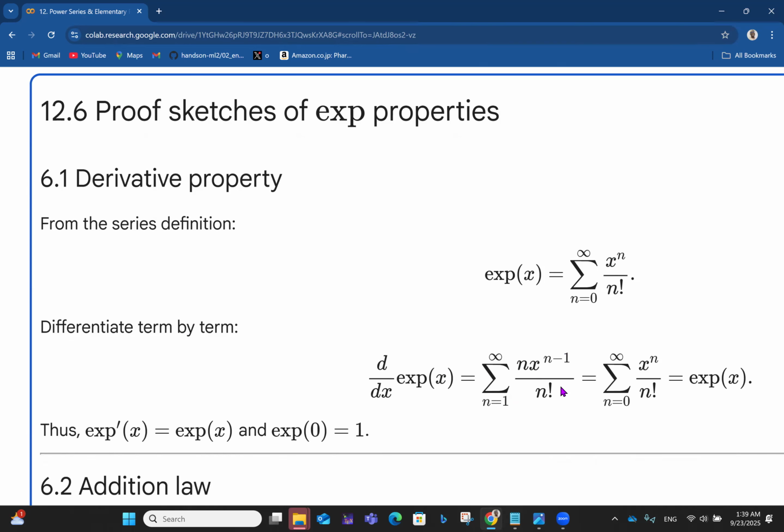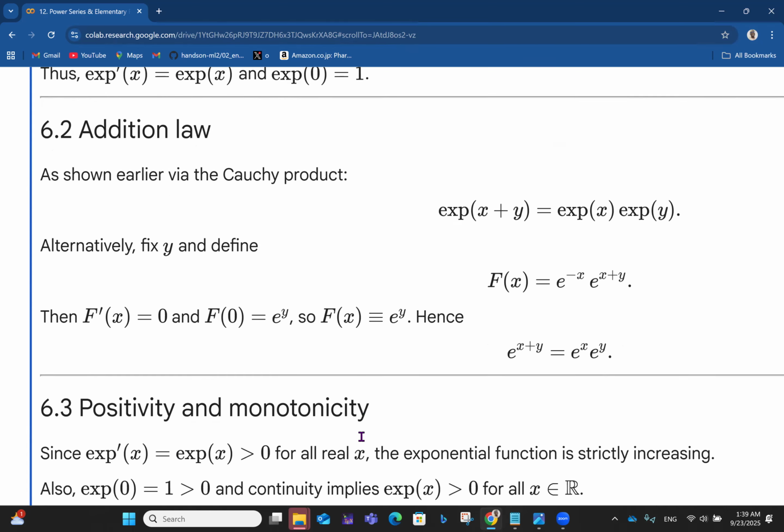And if you look at that now, if you shift it, this is n equals 1. If you shift it by one step backwards, you end up with the same summation from n equals 0 to infinity of x^n over n factorial, and you have your exponential of x back again. So this says that the derivative of exp of x is the same thing as exp of x, and exp evaluated at 0 is equal to 1, basically, because of course x^0 is 1, 0 factorial is also 1, so everything is 1. That's for the derivative property. Then we have the addition law.